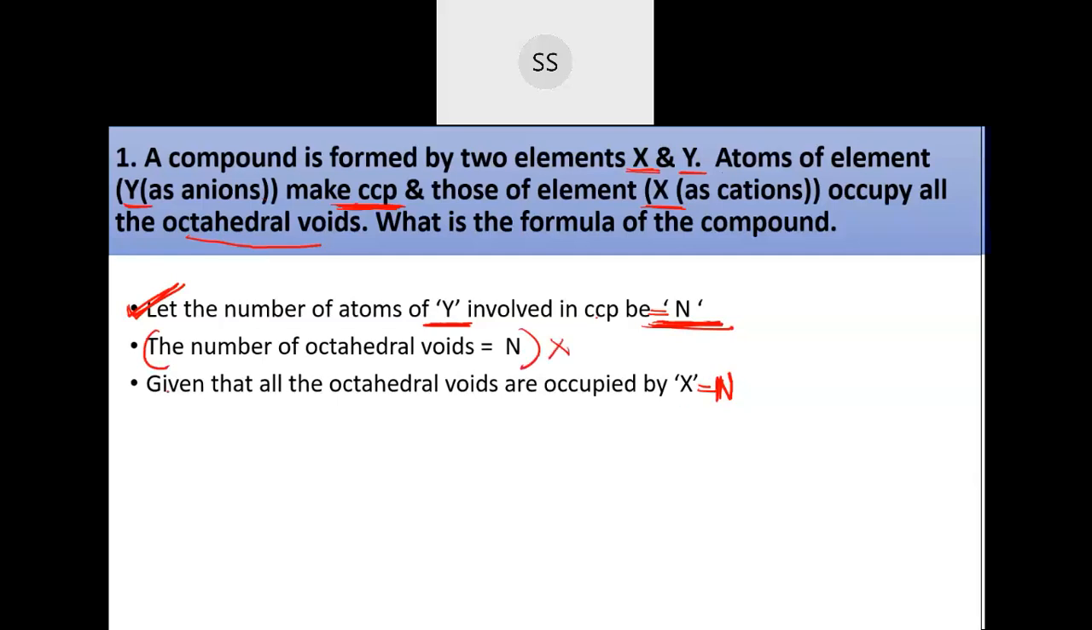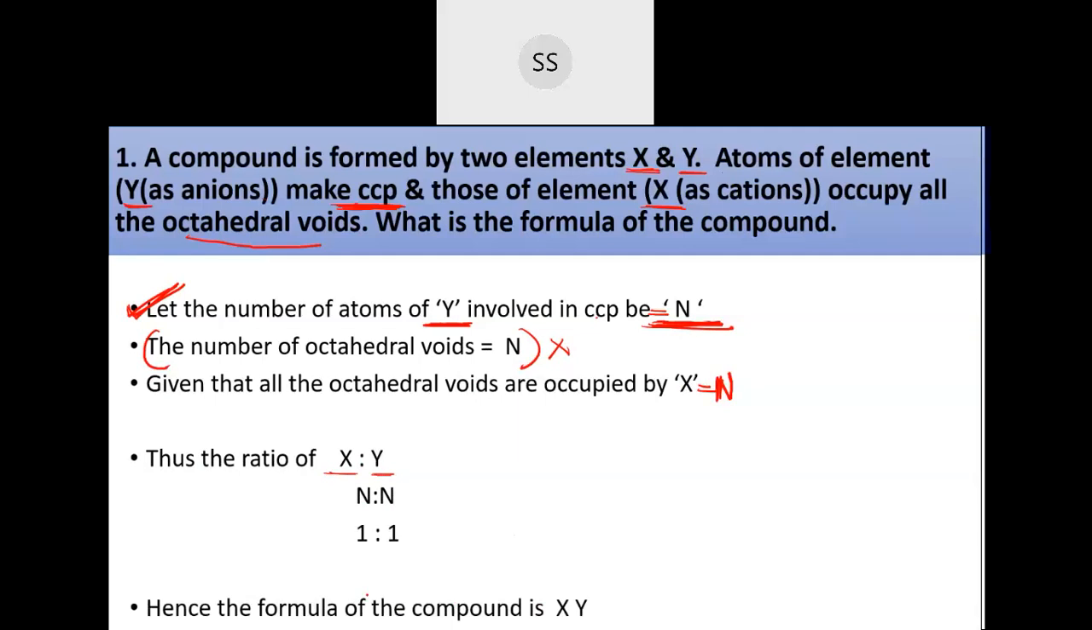Given that octahedral voids are occupied by X, that is equal to N. So done, no? So that means the X and Y ratio will be how much? The X value is N and the Y value is also N. So N to N is a 1:1 ratio, correct? Yes, 1:1 ratio. That means however many X atoms we have, that many Y atoms we have. So that itself is the formula. The formula of the compound is XY. For one X atom, there is one Y atom. Understood how to work it out?